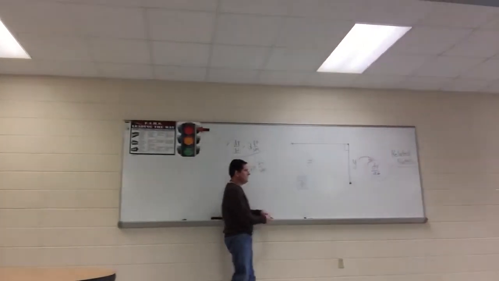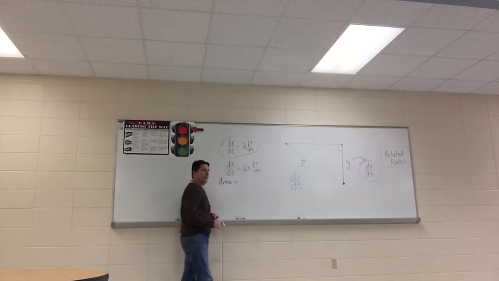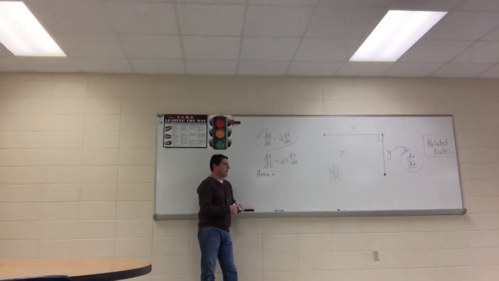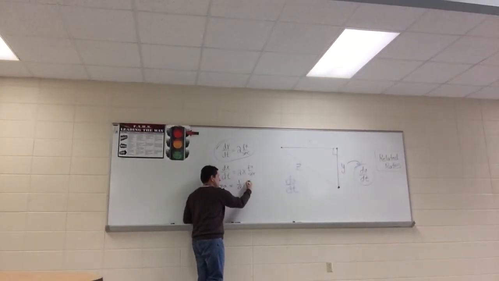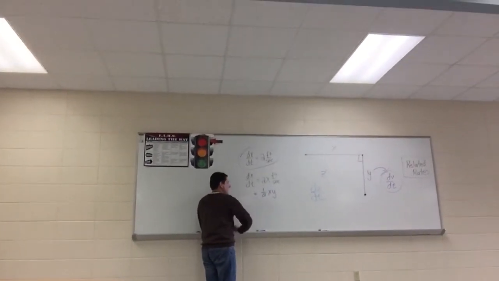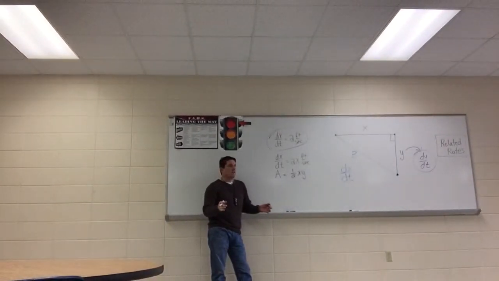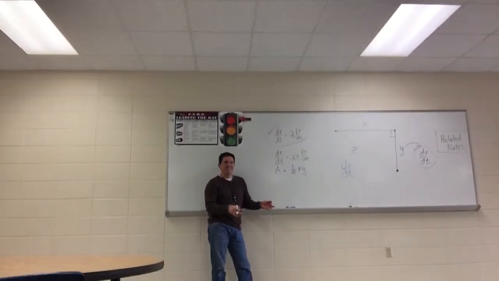The last thing to point out is this. What's the area of a triangle? One half base times height. So what is the area using these letters? One half x y. Okay, so if I write this as A equals 1/2 xy, even though we have sides, don't we also have the fact that the area is changing? I wonder how the area is changing with respect to the rate that x and y are changing.